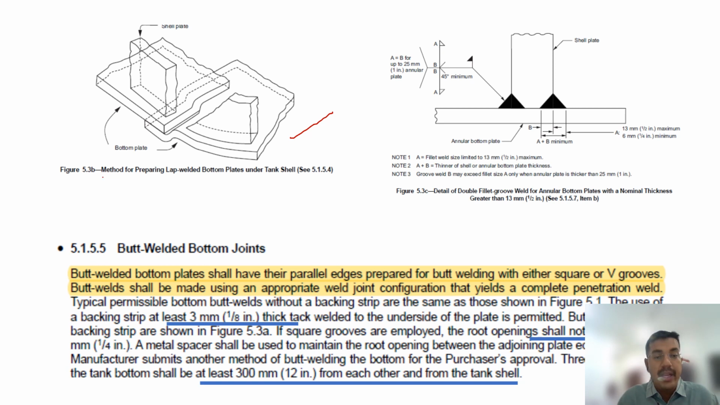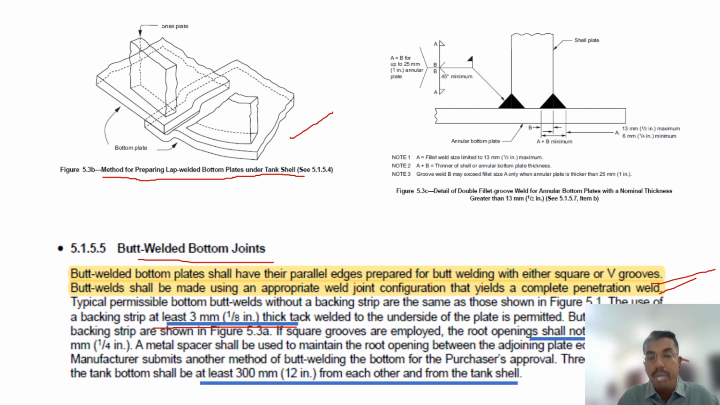For the method of preparing lap welded bottom plates and tank shells, how it happens, it is for your knowledge only. You have to check and you have to see. There are some requirements for how it happens. Butt welded bottom joints, what are the requirements? Backing strip you are using should be 3 mm thick. Butt welded bottom plates shall have their parallel edges prepared for butt welding with either square or V grooves. An appropriate butt joint configuration shall be used that yields complete penetration welds.